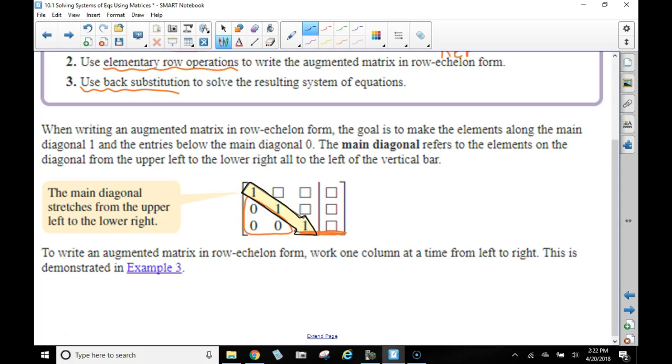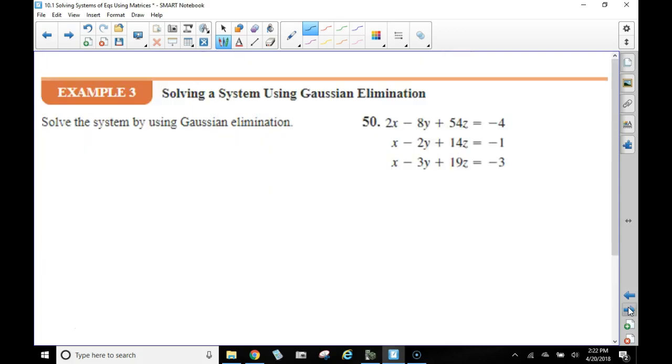I don't know if it's good to pause right here. Yeah, I'm going to go ahead and pause right here, and we'll do example 3 in the next video. I don't think I have enough time to do it right now. But we're going to use Gaussian elimination to find the solutions to this system.